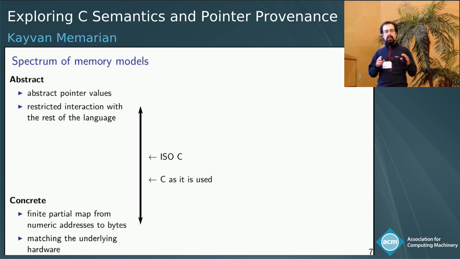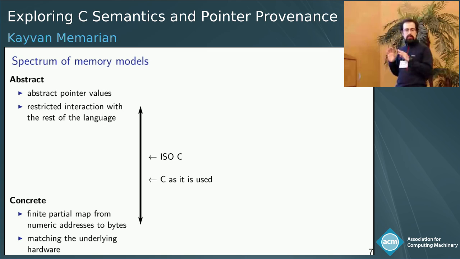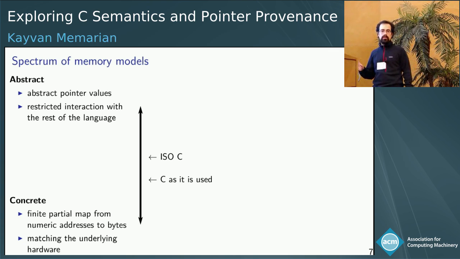You cannot really mix pointers and integers, for example. You have casts, but they're very limited. So you can think of them as being abstract, and it's nice and high level. On the other hand, you can take a very concrete view of pointers, which tends to be the point of view that programmers have, which is that they are just numerical addresses.